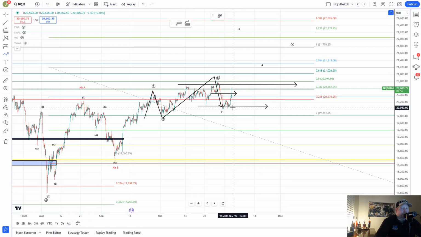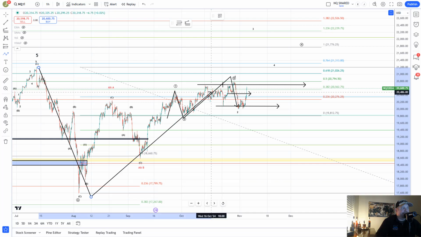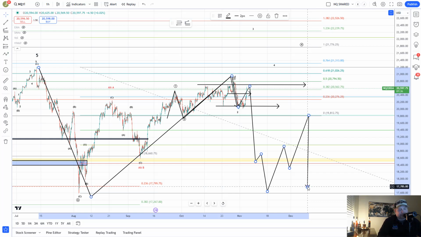Now, if you are in the camp bear and you do think we are going to go down, this is still potentially a B wave since the all-time high is over here. You can have this as A, this is B, and this is one of C, 2, and then we would start a bigger 3, 4, 5. And overall, this would just be one of a bigger wave C, and then we'd look for a bounce and a bigger meltdown after that. So the bears do have a path.